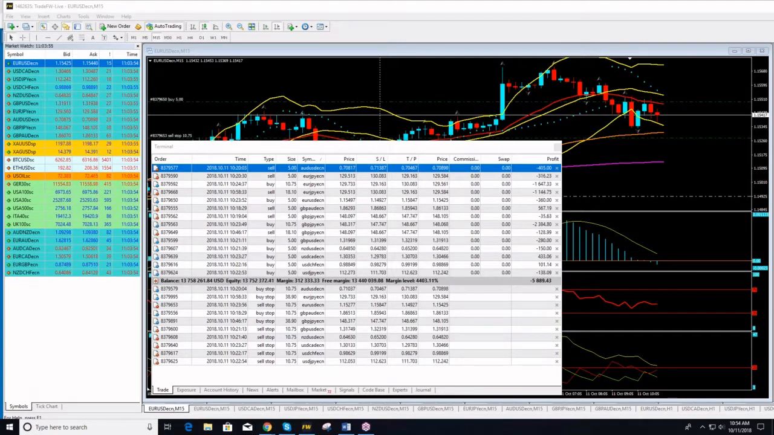So as I was explaining, the first position that I have entered today is a short position on Aussie dollar at 0.7817, stop loss 0.71387, and a take profit at 0.7467.